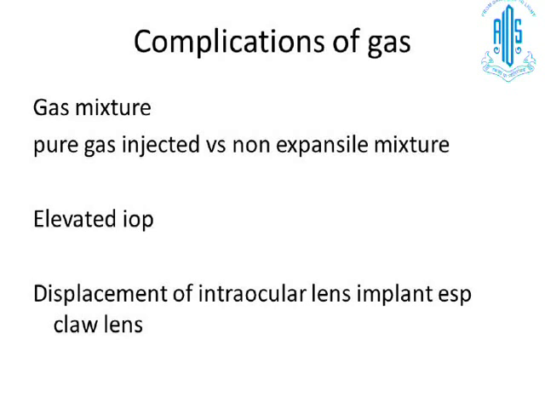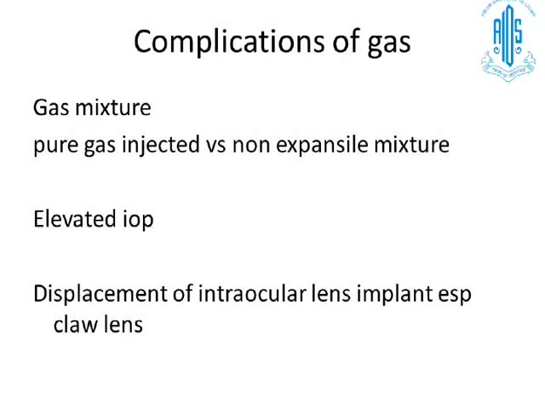Then you can have a gas mixture. So some of us inject pure gas, others inject a non-expansile mixture. What I typically do is I inject a non-expansile mixture. If I'm using SF6, I take 2 cc of the gas and I fill it to 10 cc, and then I inject it through the infusion port. And at the end, I leave around 2 cc's in that gas syringe, and I remove all the sclerotomies.